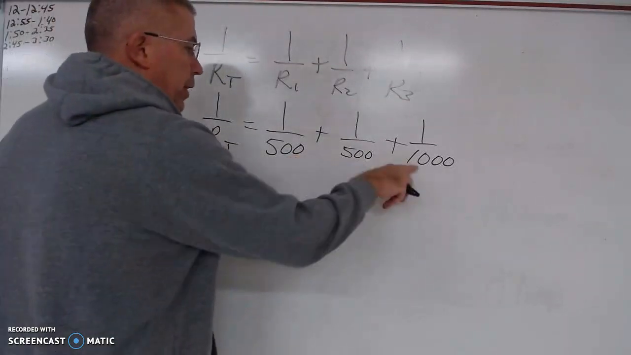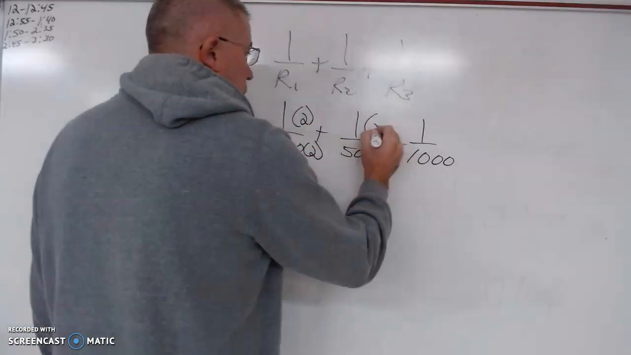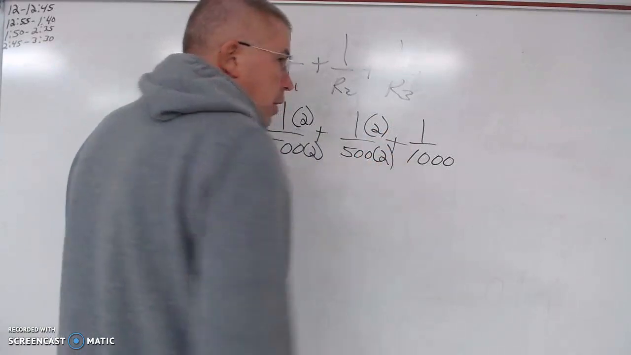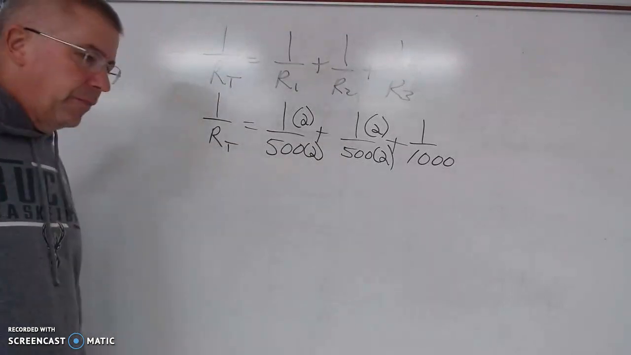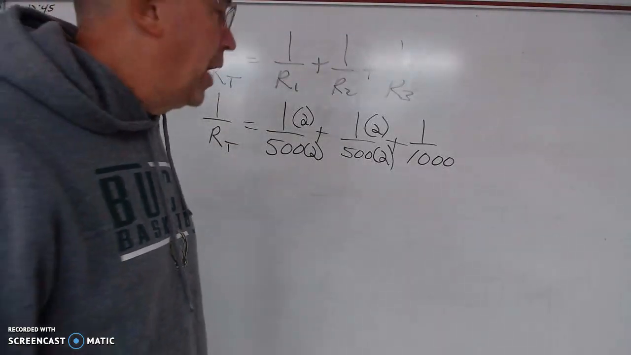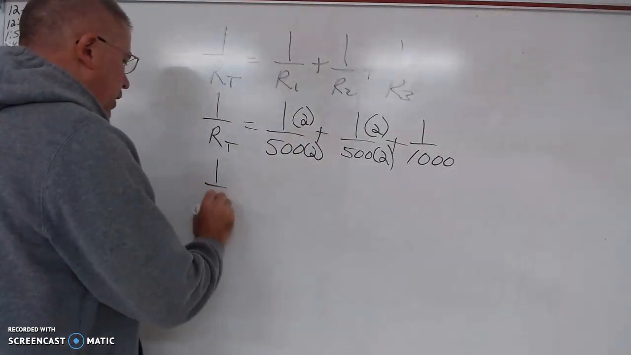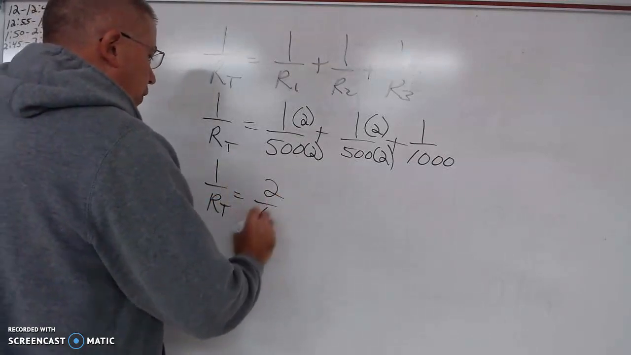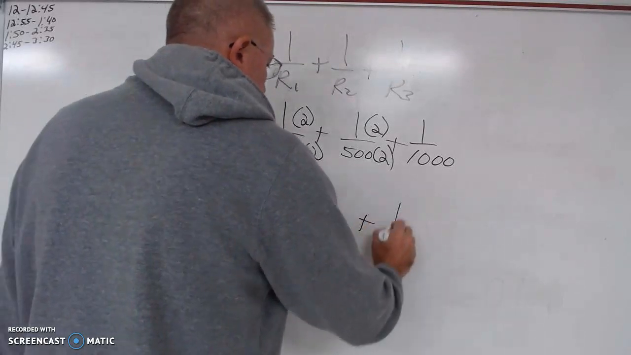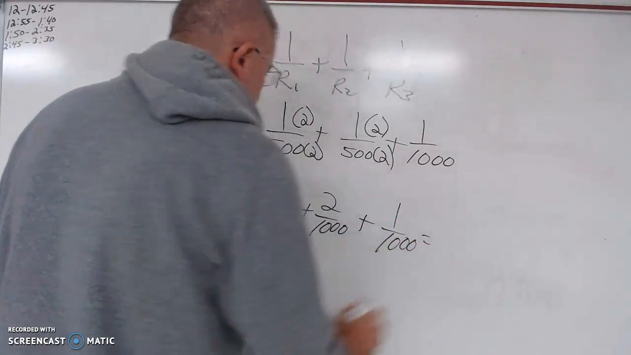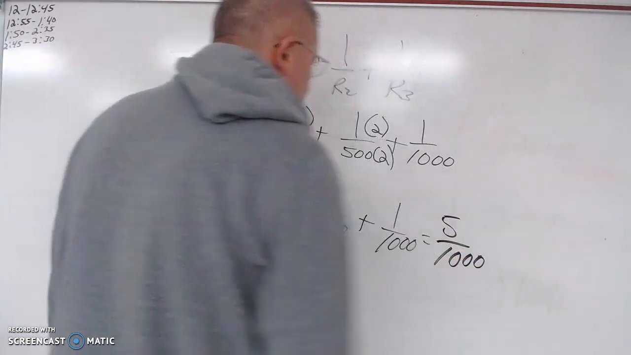So my common denominator, when I look at this, is 1,000, multiplying top and bottom by 2. Because you learned a long time ago, Mr. Loger, probably in 6th grade already, maybe in 5th grade, that anytime you multiply a number by 1, you're not really changing its value. 2 over 2 is 1. So now we're going to go 1 over RT equals 2 over 1,000 plus 2 over 1,000 plus 1 over 1,000, which is really going to equal 5 over 1,000.